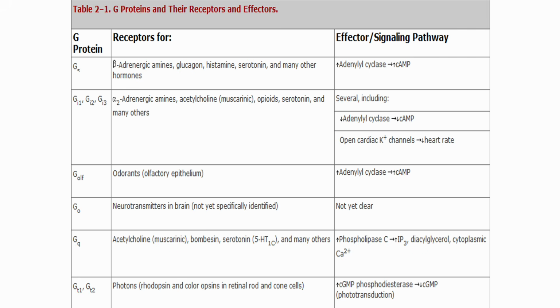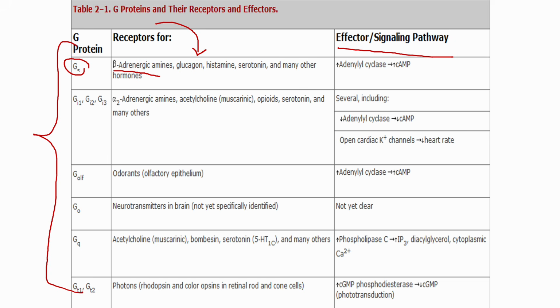We have several G proteins. If you will see here, we have specific G proteins for specific receptors. So, for example, yung ating beta-adrenergic amines. We have a particular G protein and it has a particular effector or signaling pathway, but the mechanism is the same. You have to activate an effector, and that effector will call on the secondary messengers. So we have here the effector and the corresponding secondary messenger.